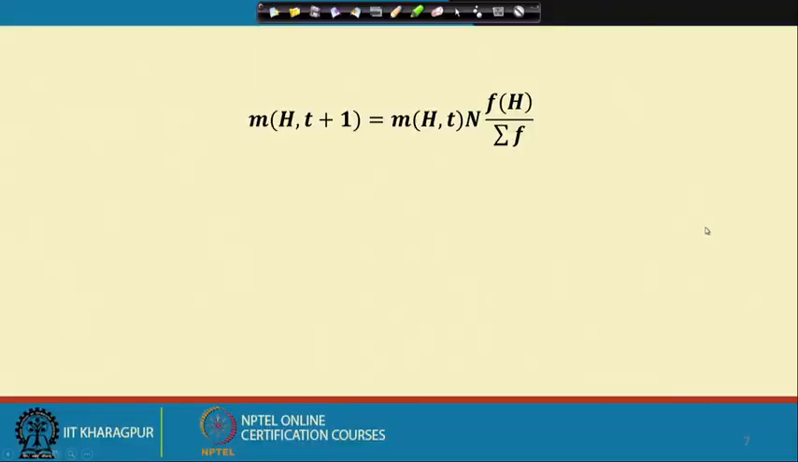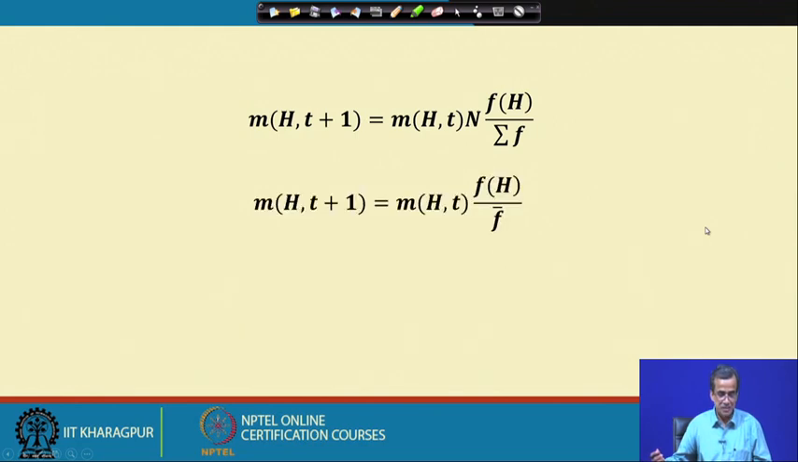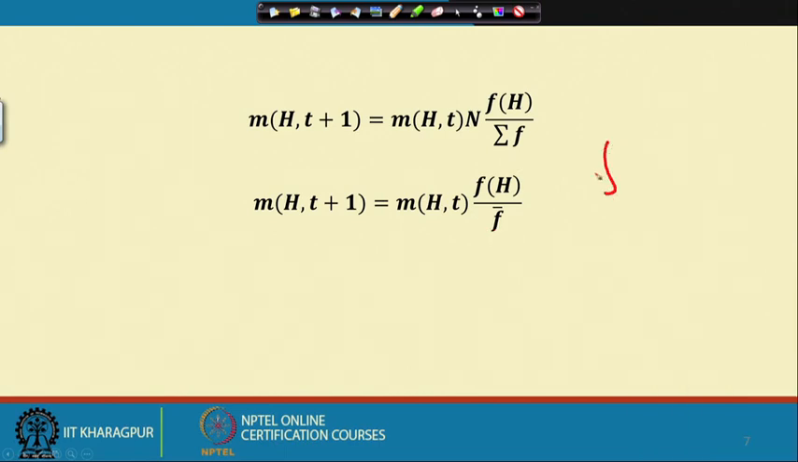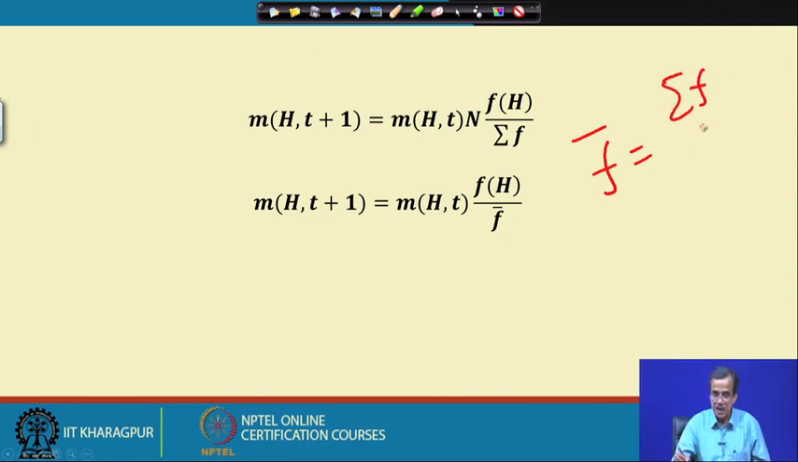Now, let us see what happens if I use the other GA parameters. This can be written as m(H,t+1) equals m(H,t) multiplied by f(H) divided by F bar, because this average fitness F bar is nothing but the sum of the fitness values divided by the population size. So, from this expression I can find out this expression.